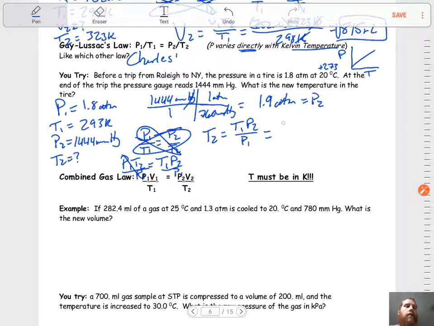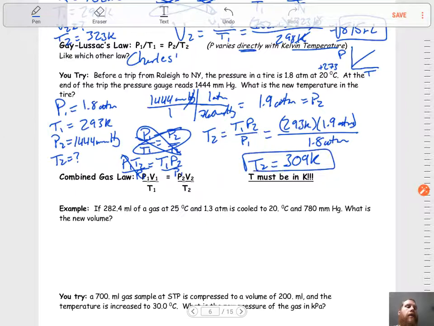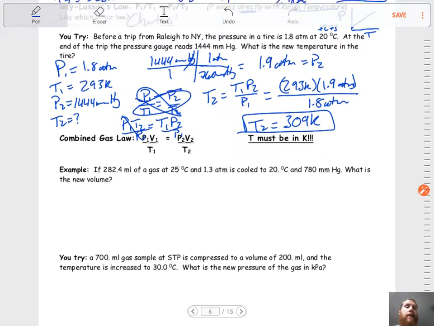Temperature 1 equals 293 Kelvin, multiplied by pressure 2, which we converted to 1.9 atm, divided by my first pressure, which is 1.8 atm. So T2, now think about it to yourself, if it's a direct relationship, my pressure went from 1.8 to 1.9, so my temperature should go up a little bit as well, and the correct answer you get is 309 Kelvin. All right, so not too bad math-wise. Biggest thing is just be organized.